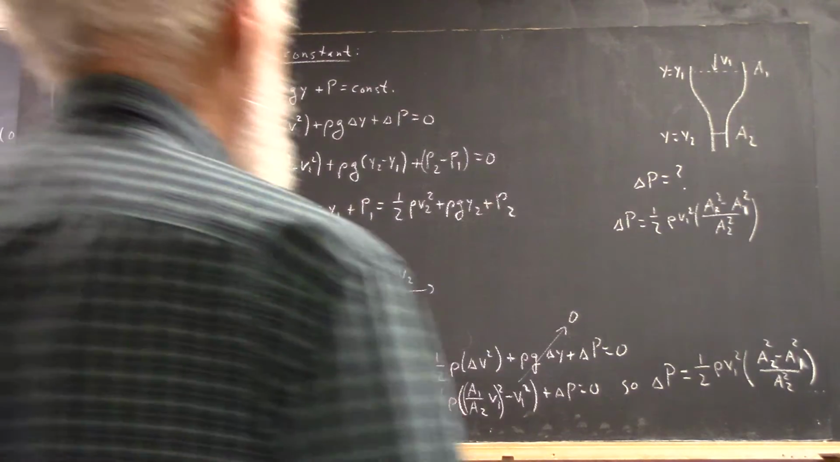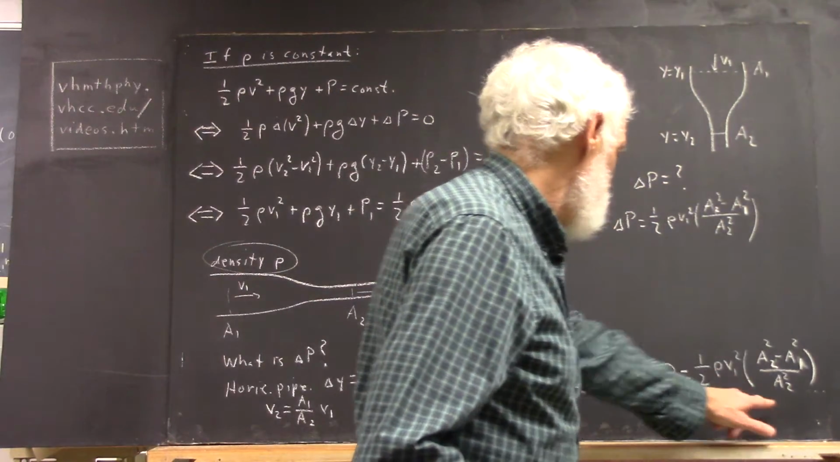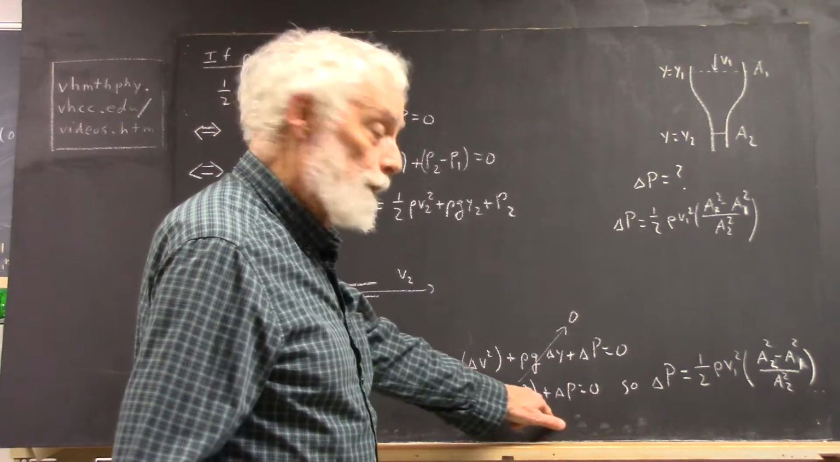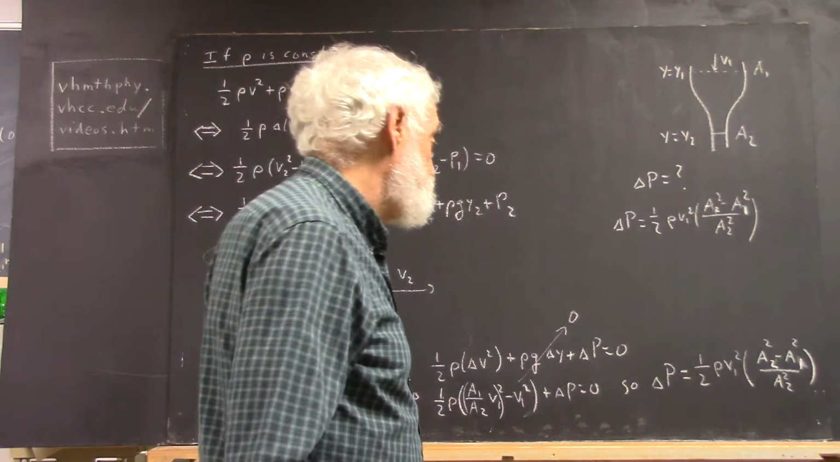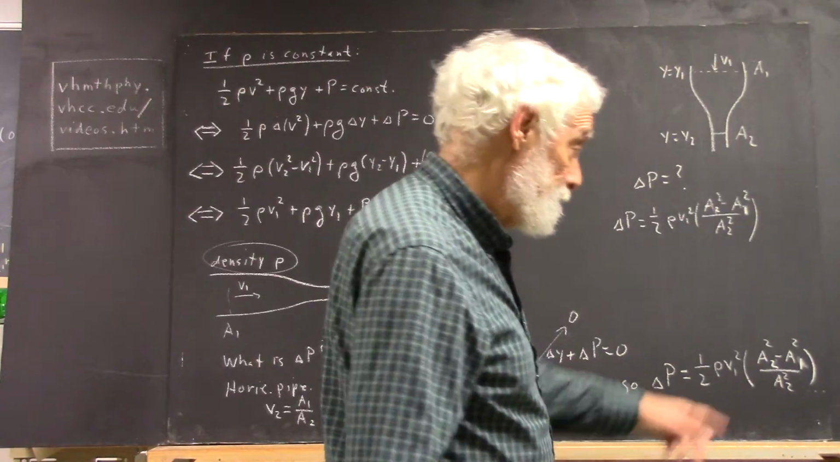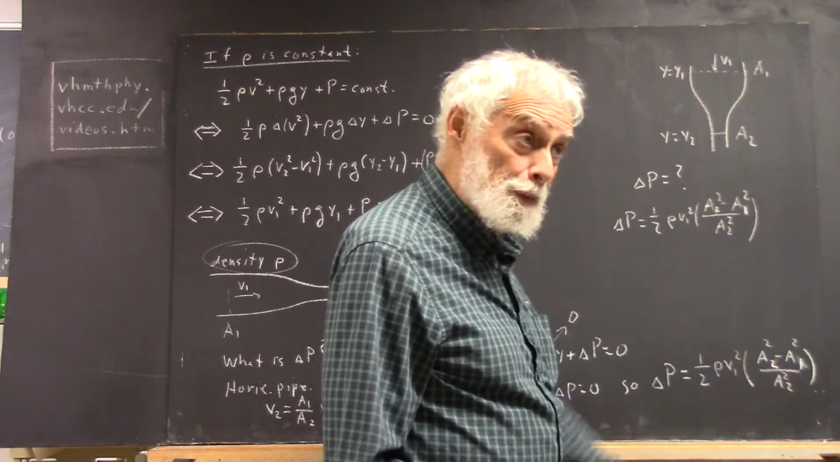Not sure I had the camera aimed right last time. Want to look at this, which comes directly from this. Okay. And I did write this down backwards. It's A2 squared minus A1 squared.